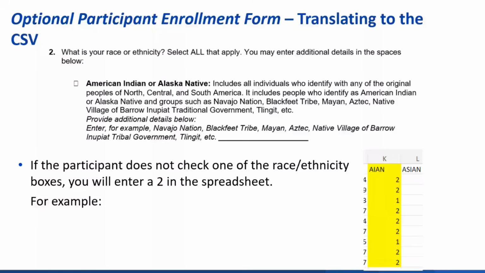If the participant does not check the box for American Indian or Alaska Native, then on the CSV you would enter a 2 for AIAN. If the participant does check the box, you would enter a 1 for AIAN on the CSV. This would be true for each subsequent response option.